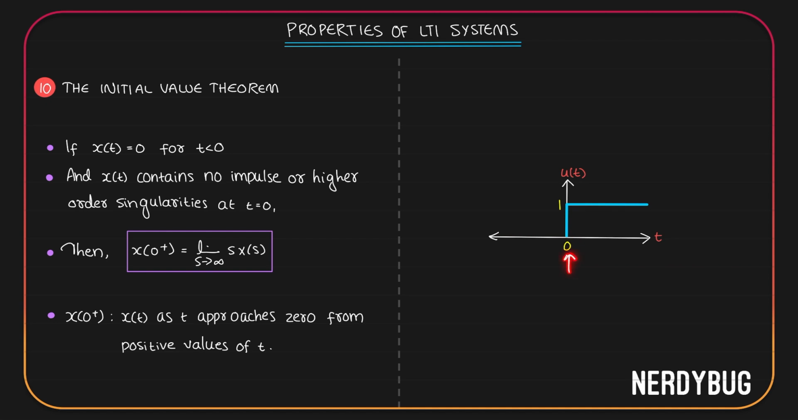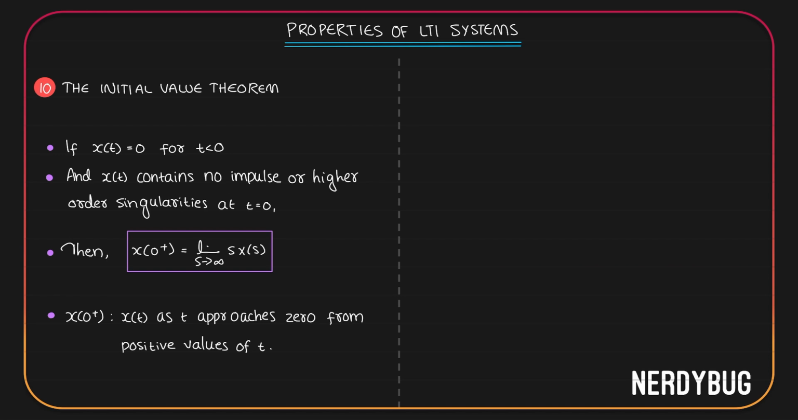T equal to 0 is over here. If you try to approach t equal to 0 from the left side like this, you can see the value is 0 at t equal to 0. But if you approach it from the right side like this, you can see at t equal to 0 the value of u of t is 1. So x of 0 plus is the value of x of t as t approaches 0 from the positive values of t. So like this.